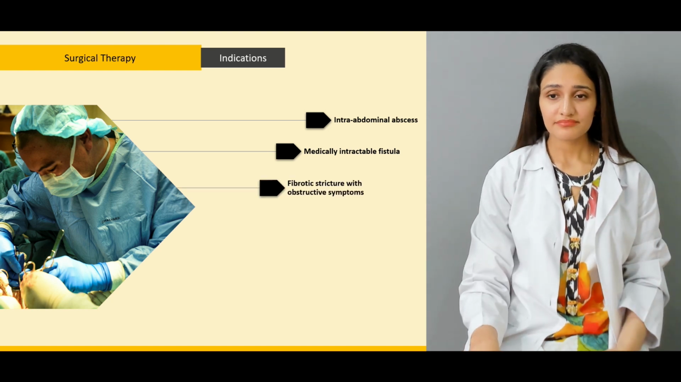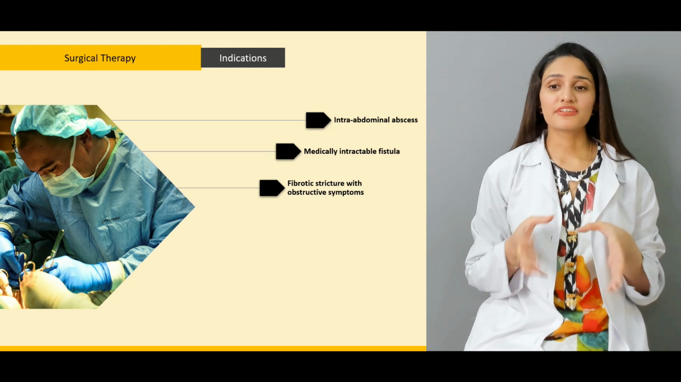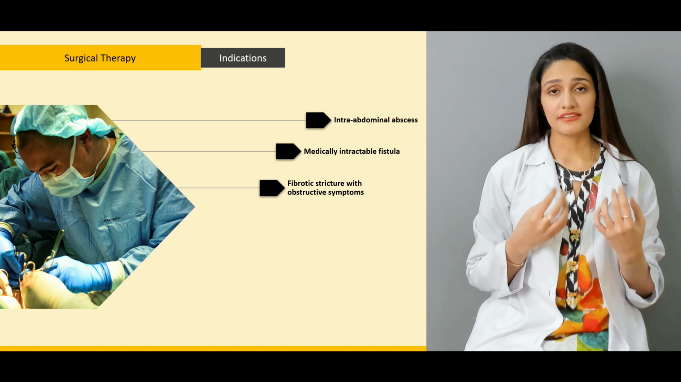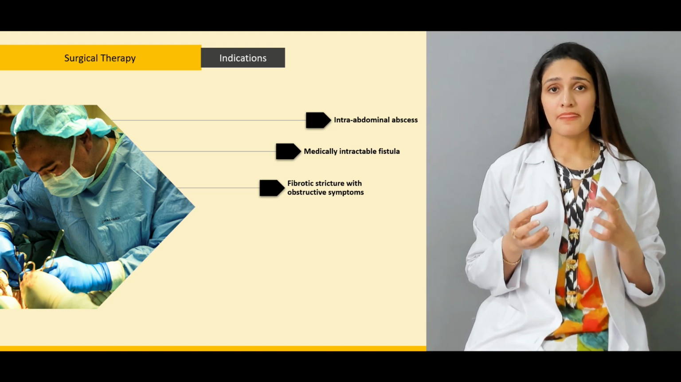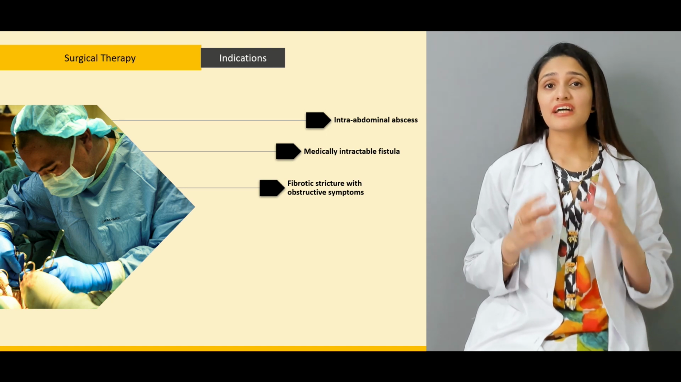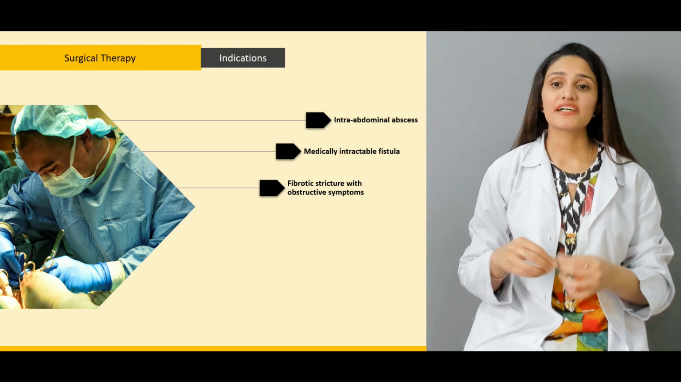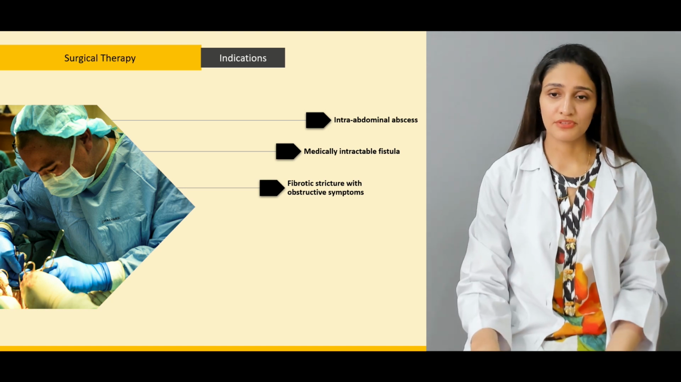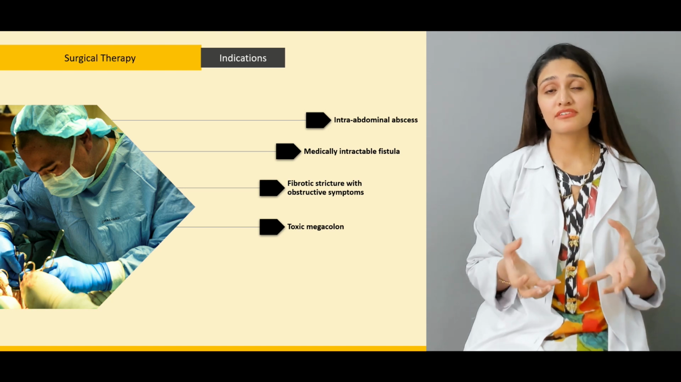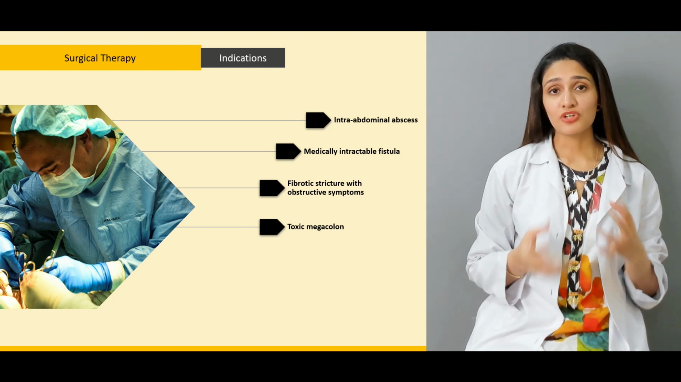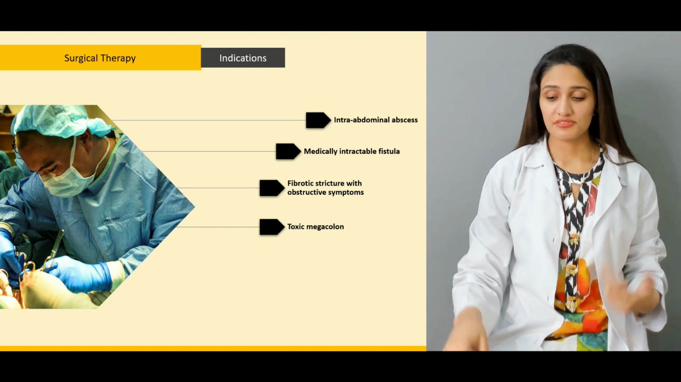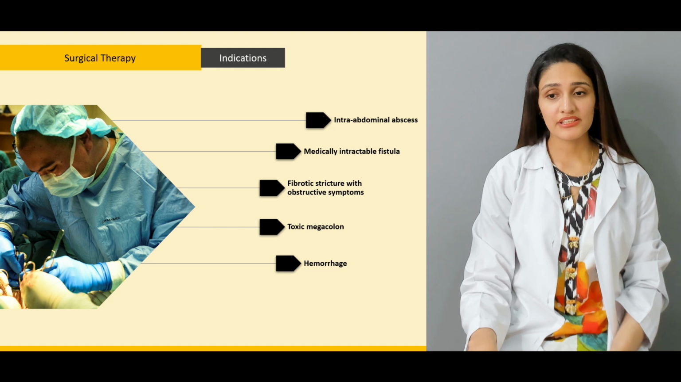If we cannot find out the fistula, where it is coming from and where it is going, a surgery is needed. If we see a fibrotic stricture with obstructive symptoms, as we've mentioned before, Crohn's disease is very prone to having fissures and strictures. If there's a stricture that is completely obstructing the intestine, we need to do surgery as soon as possible. If there is a complication such as toxic megacolon, which is very common in Crohn's disease, as it can completely obstruct the digestive tract, surgery is required.